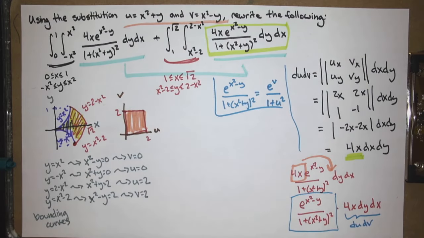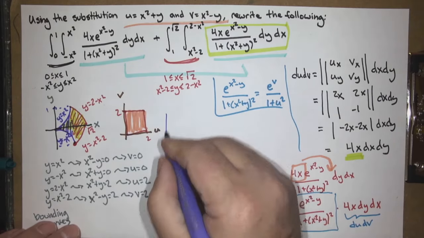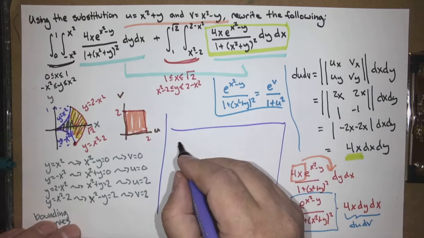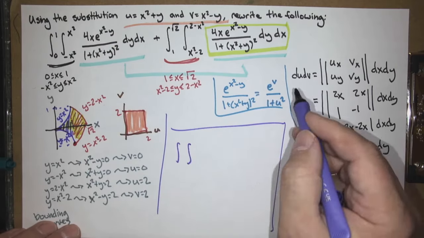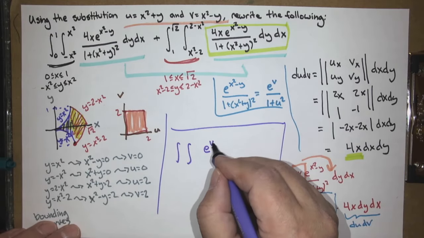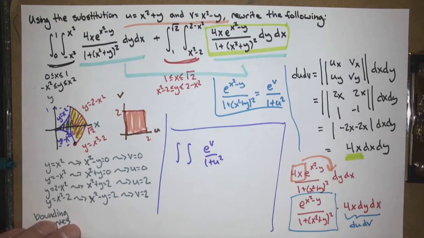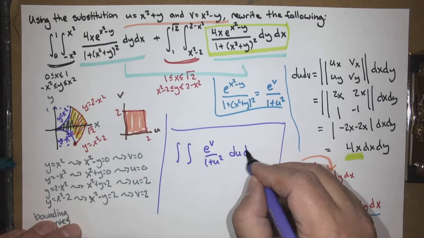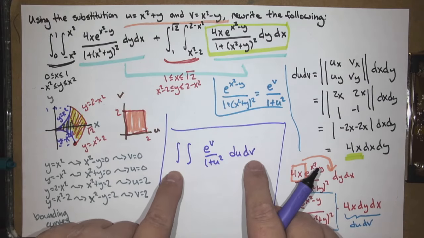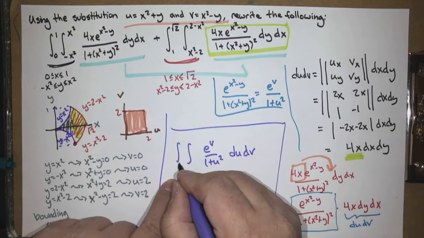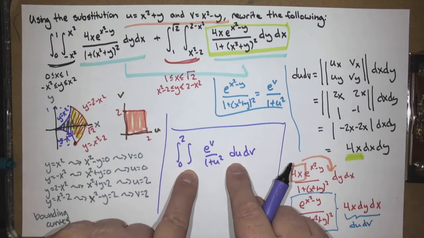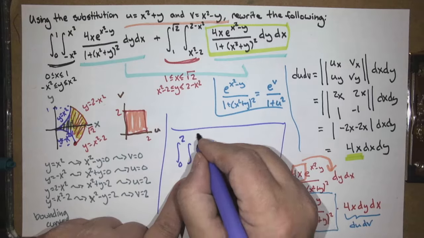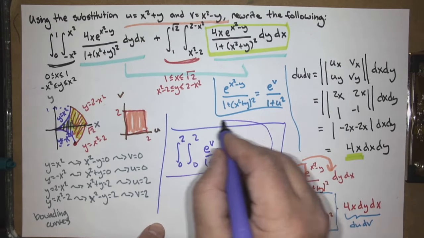All right, so we put it all together. And what do we get? Well, we're going to have an integral of e to the v over 1 plus u squared. Is there any advantage to du dv or dv du? No. So we'll just pick one. Du dv. What are the bounds for v? Where does it go from? 0 to 2. Bounds for u? 0 to 2. So technically, this is the answer.